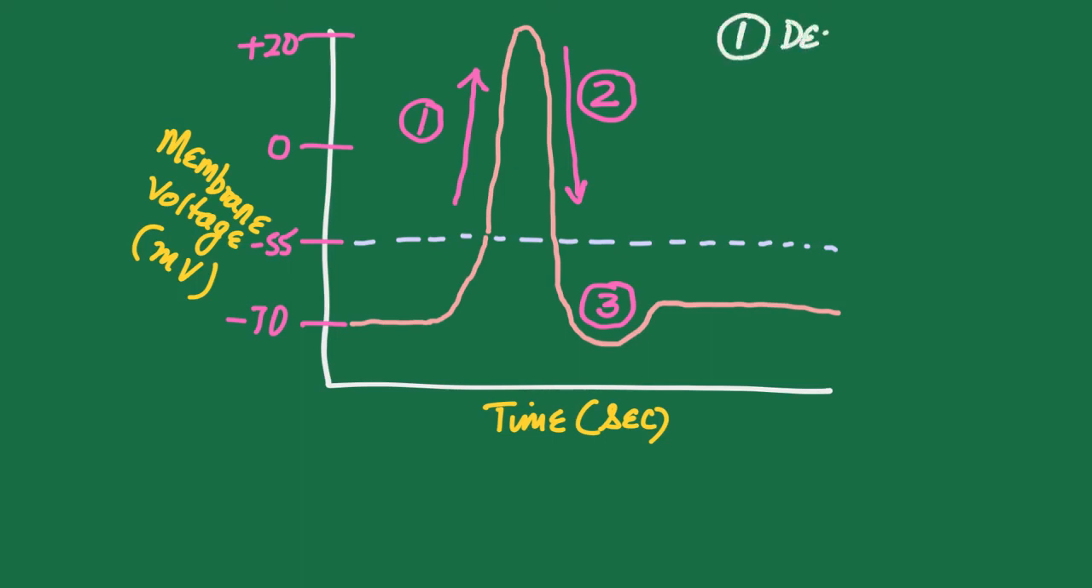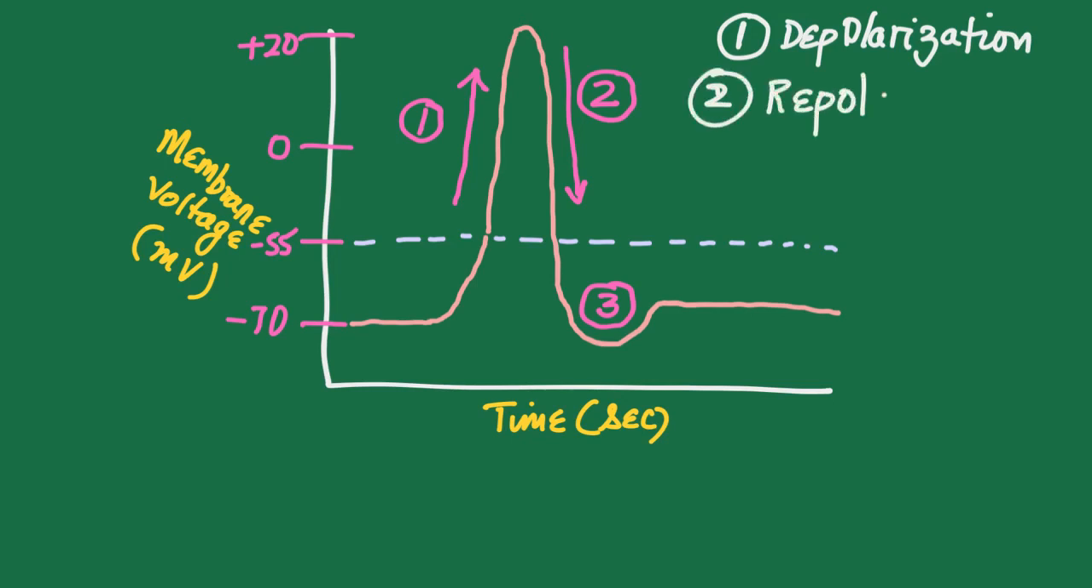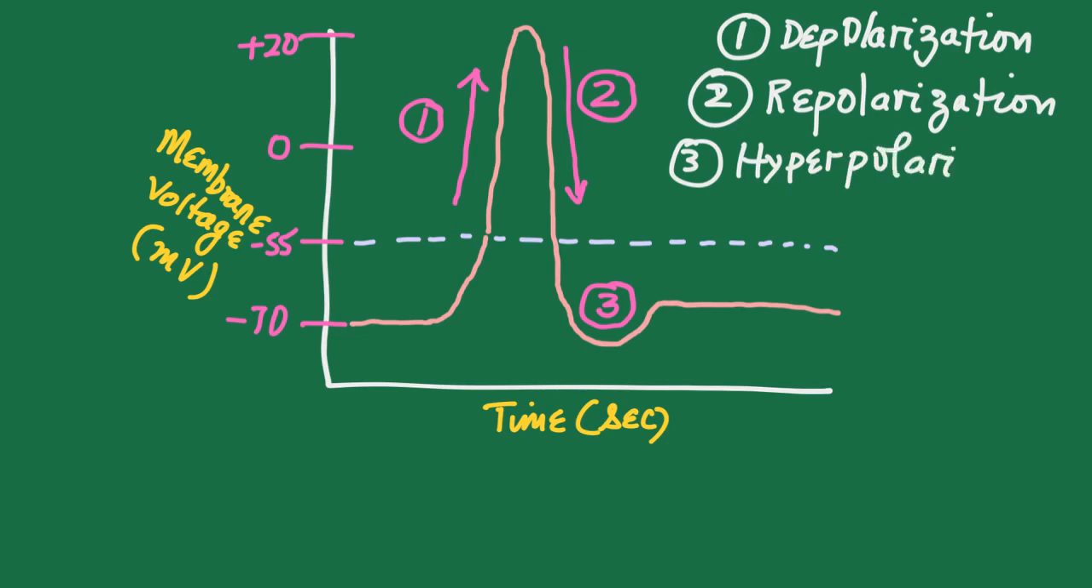So here we have it. Number 1 is depolarization, is rising, and it is moving towards zero. Repolarization, falling and moving away from zero. Hyperpolarization, so low that it is below the resting membrane potential. And minus 55 is the threshold voltage, minimum voltage needed to trigger an action potential.